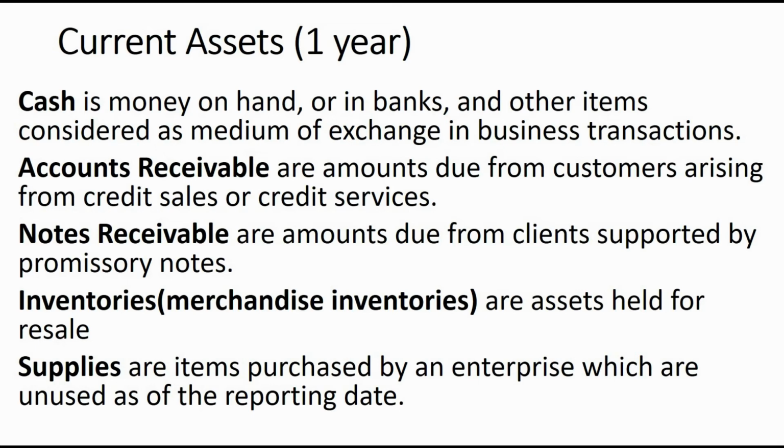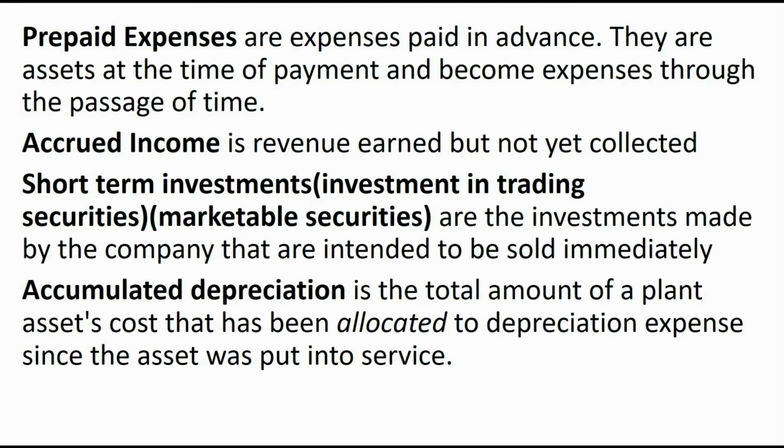We also have inventories for merchandising business. So these are assets held for resale naman. We also have supplies. So these are items purchased by the business which are unused as of the reporting date. We also have prepaid expenses. So these are expenses that are paid in advance. We also have accrued income. So it is the revenue earned but not yet collected.